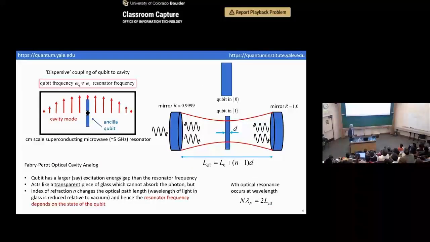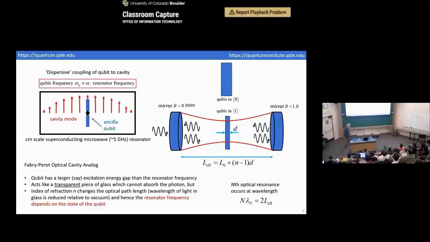So, as I said, this is like when you put the qubit inside the cavity, it's like putting a piece of glass in a Fabry-Perot optical cavity. It effectively increases the optical length of the cavity and therefore changes the resonance. And the thickness of the glass, or the size of the index of refraction, depends on whether the qubit is in 0 or 1. And the glass is transparent because it doesn't actually absorb the photons.